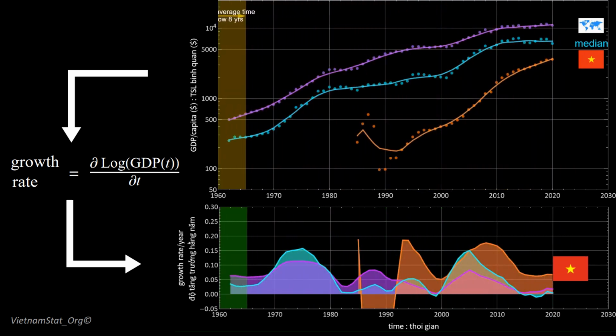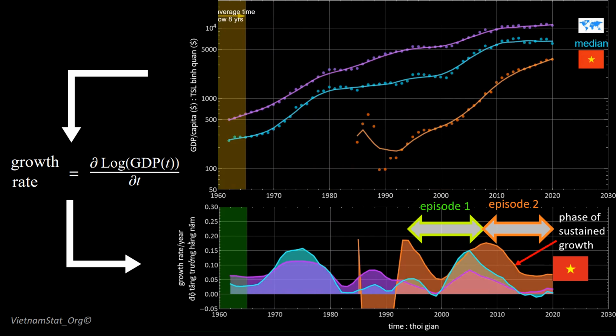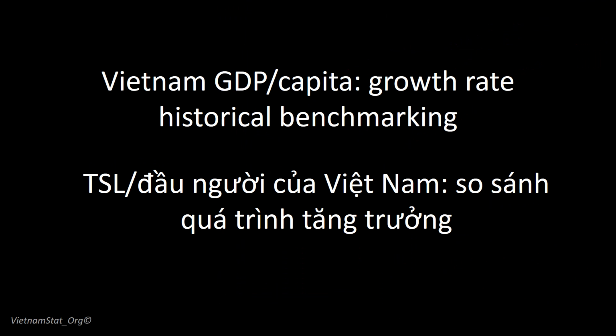Here, it shows that Vietnam GDP growth rate from mid-1990s to 2020 is consistently equal to, or higher than both the world average and median. This also shows why the second episode from 2008 to 2020 is more significant than the first, because the growth rate is sustained higher than the world average for a longer duration. In the following, the Vietnam data will be benchmarked by historical comparisons.